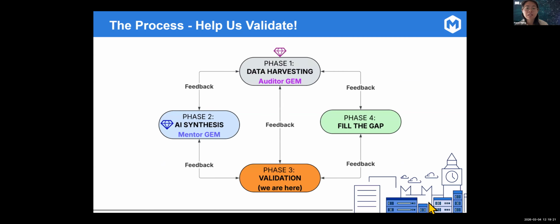If we can move to the next slide, thank you. So here you can see our 4 phases of work in the grand scheme of things. We did phase 1 and phase 2, in which we built out the data harvesting and auditor gem, and we sought feedback. Back then, we had very good feedback in terms of what should be included and what should not.